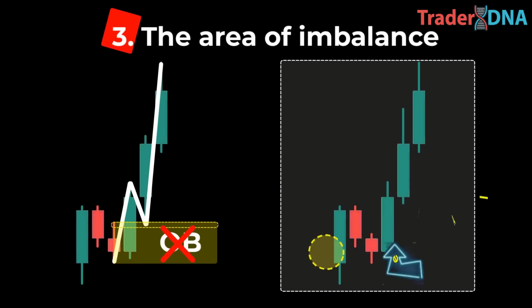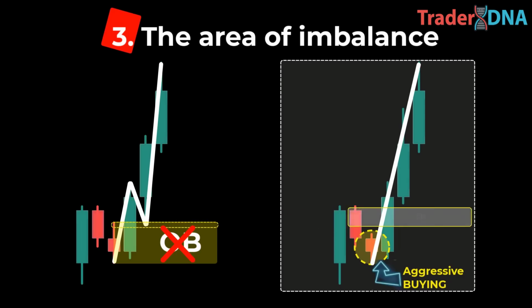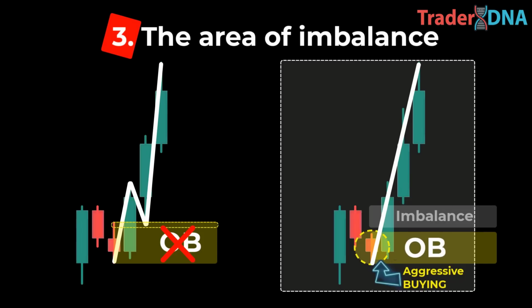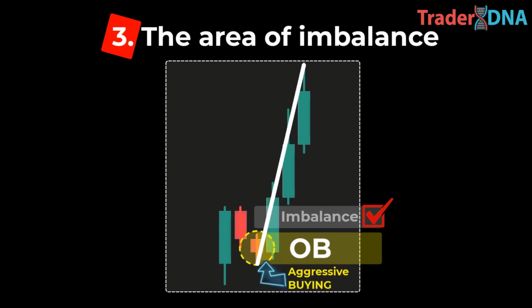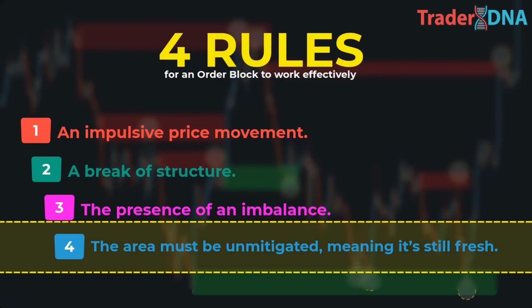If institutions were aggressively buying and the number of sellers was significantly outnumbered at this level, the price would move upward impulsively, leaving behind unfilled buy orders. In this case, those buyers who didn't get their orders filled will likely wait for a pullback to re-enter at this price level. As a result, institutions that couldn't acquire the asset will place limit orders around this area, anticipating a future pullback. This is the concept known as imbalance, where there's an unequal number of buyers and sellers, leaving unfilled orders at a certain price level, which increases the likelihood of price returning to that area to fulfill those remaining orders. Now, let's move on to the final rule, which is very straightforward.